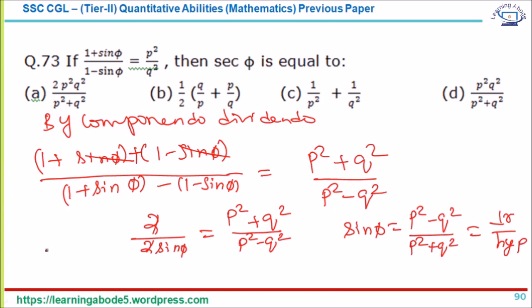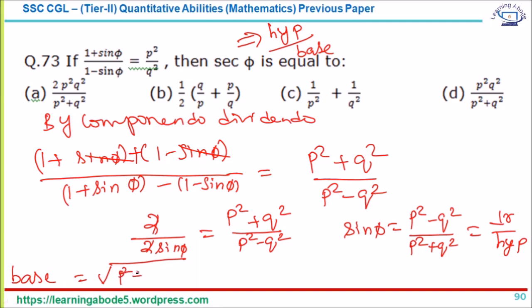In which case what we need is secant theta. Secant theta is hypotenuse by the base. Secant theta is hypotenuse by the base. Now when we want the base, we can use the Pythagorean triplet to identify that.